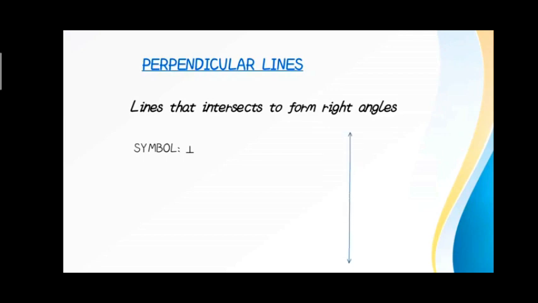Let's take an example. This is line AB, which is perpendicular to BD. To show perpendicular or 90 degrees, we use this symbol, right? And how will you write it using alphabets? For example, line BD is perpendicular to line AC, right?